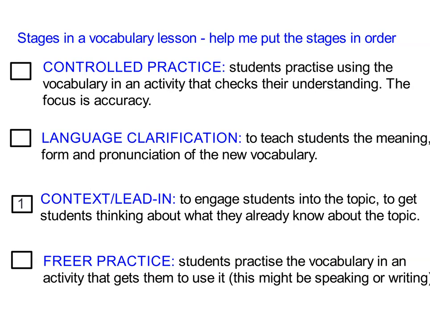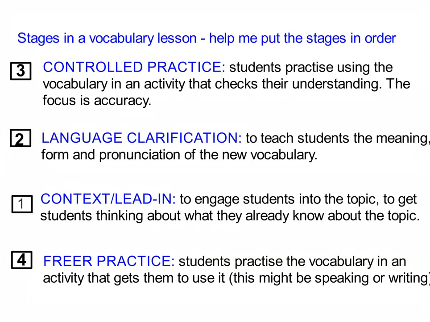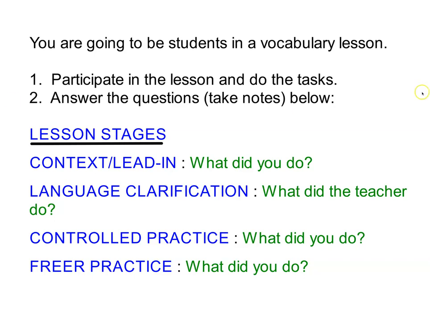So you can see on my screen, you've got the context lead in. Of course, we know that this is followed by language clarification. That's number 2. Number 3 is controlled practice. And number 4 is freer practice. Okay, so we could check to see if they know these stages first. And it's a good idea to get them to do this in pairs or again in small groups so that it's interactive, okay?